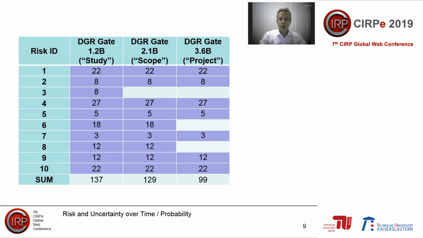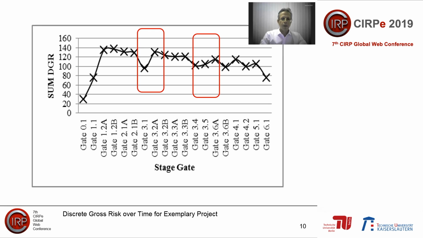Since risks come and go, not all risks had discrete gross risk scores at every gate. For example, risk number 3 was relevant at gate 1.2b, but no longer relevant at gate 2.1b. Let us now take a higher level view of the complete project risk register from this perspective. The image shows the sum discrete gross risk score for all risks relevant at each stage gate for an exemplary project. A trending line has been added to highlight how the sum score varies over time and indeed can increase from one stage gate to the other.